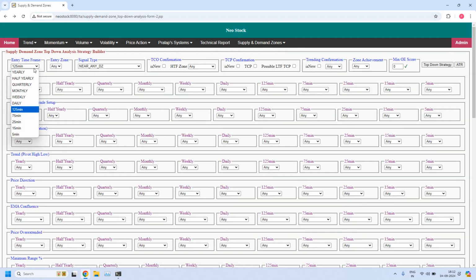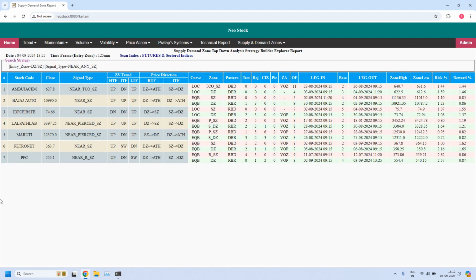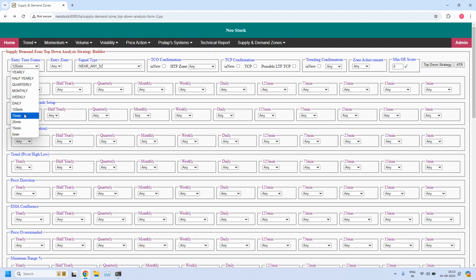So next, for 125 minutes time frame, let us find the stocks near 125 minutes supply zone. 7 stocks are filtered. So the next time frame is 75 minutes. Entry time frame is 75 minutes.